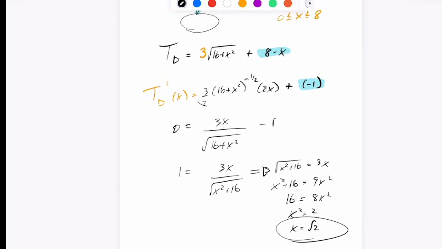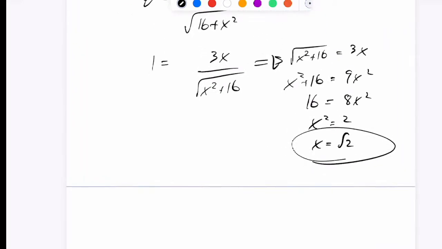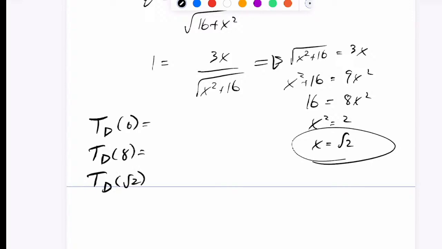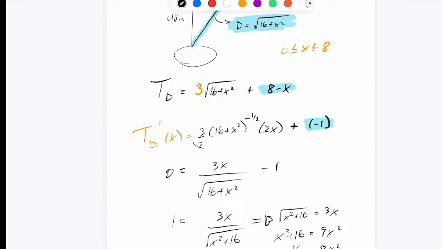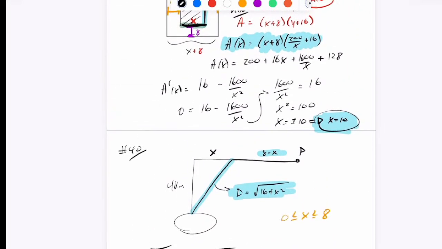I'll let you guys finish this one up to check the endpoints. So your cost function is going to be T at D at 0, and then T at D at 8, and then T at D at root 2. And those are your 3 costs to look up with this question. Right? Set up pretty good?